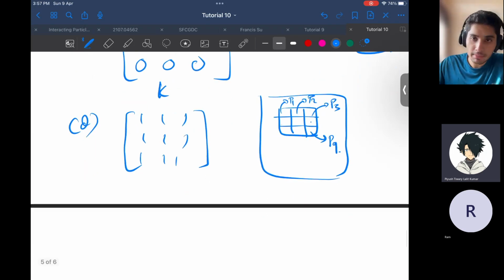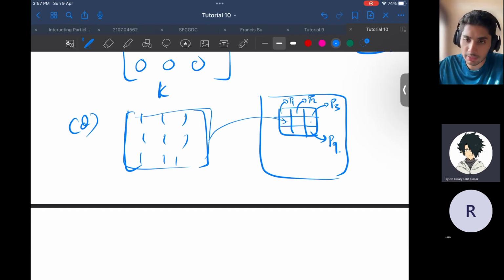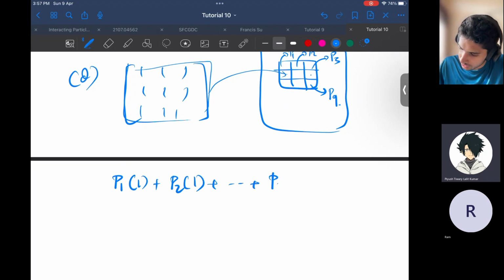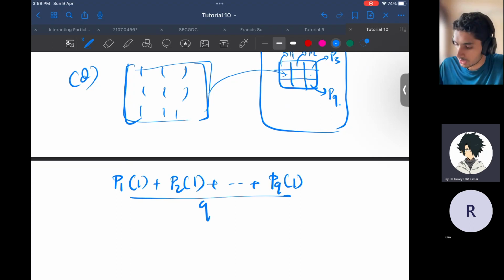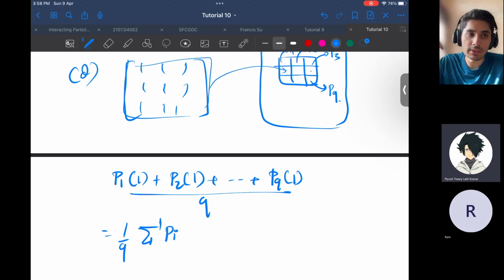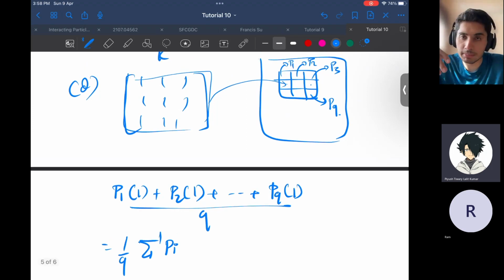If I take this kernel and put it here and multiply and see what the output is, I hope you will agree that the output will be P1 times 1 plus P2 times 1 till P9 times 1, divided by 9. This is similar to summation of Pi times 1 by 9. So basically, we are taking a bunch of pixels and taking the average of it. This will make your picture blur.